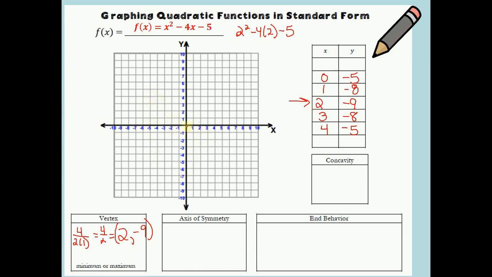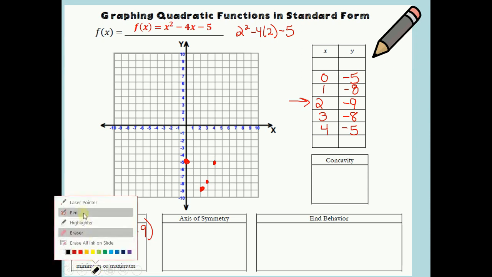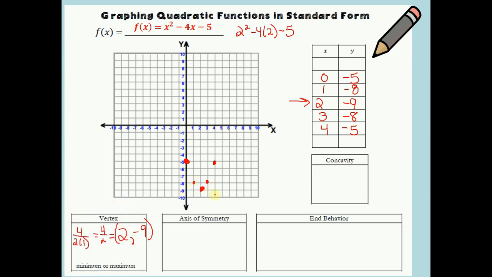Let's graph those dots here. So I've got 0, negative 5, 1, negative 8, 2, negative 9, 3, negative 8, and then 4, negative 5. Nope, I put a dot at the wrong spot. I was wondering why that graph looked kind of off. There we go. 1, negative 8.